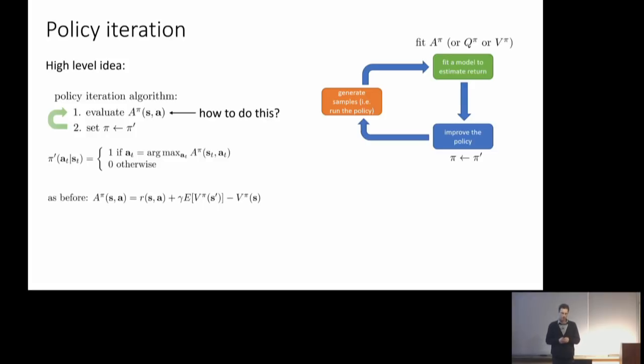Just like before, the advantage is given by the reward plus the expectation of the next value minus the current value, so we're all good on that. So what we can do is say, well, just like before, let's evaluate V pi. V pi seems awfully convenient to evaluate. It's a function of just the state rather than the state and the action, and you can use it to recover an advantage, so let's talk about V pi.